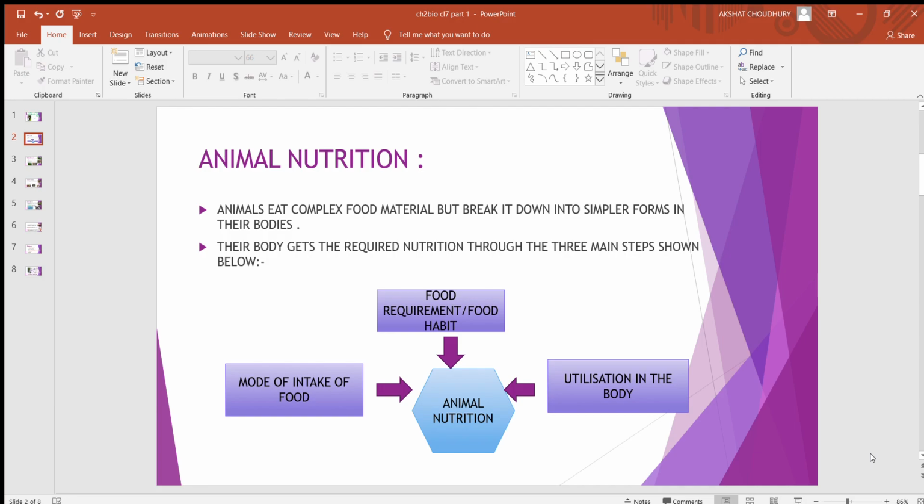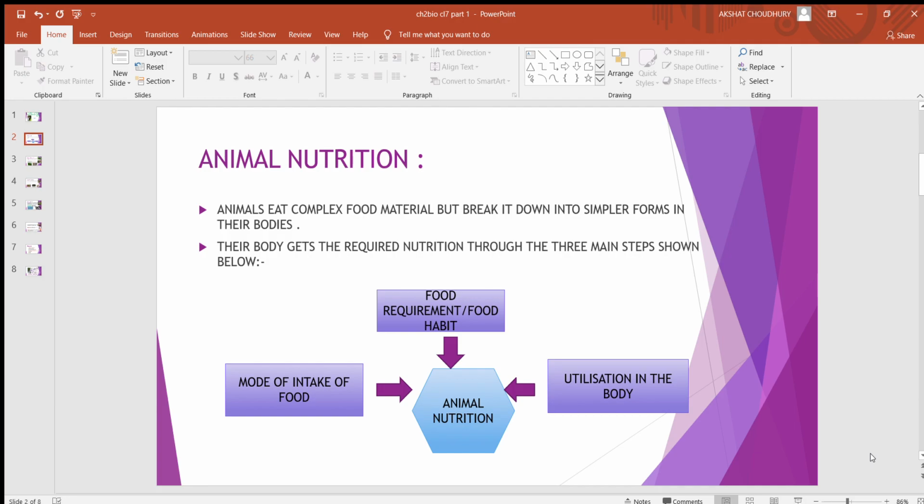Animals cannot prepare their food and are called heterotrophs. Animals eat complex food materials but break it down into simpler forms in their bodies. Their body gets the required nutrition through the three main steps shown below.